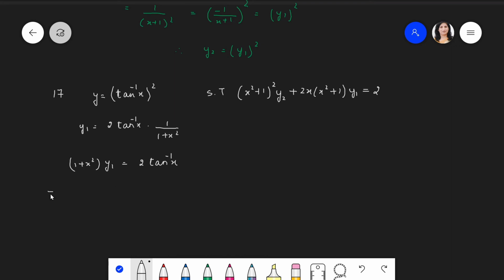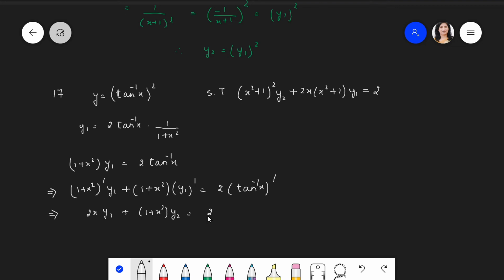Now let us differentiate the left hand side. So using product rule, derivative of 1 plus x square into y1 plus 1 plus x square into derivative of y1, on the right side 2 into derivative of tan inverse x. So what do we get here? 2x into y1 plus 1 plus x square into y2, on the right side 2 upon 1 plus x square.